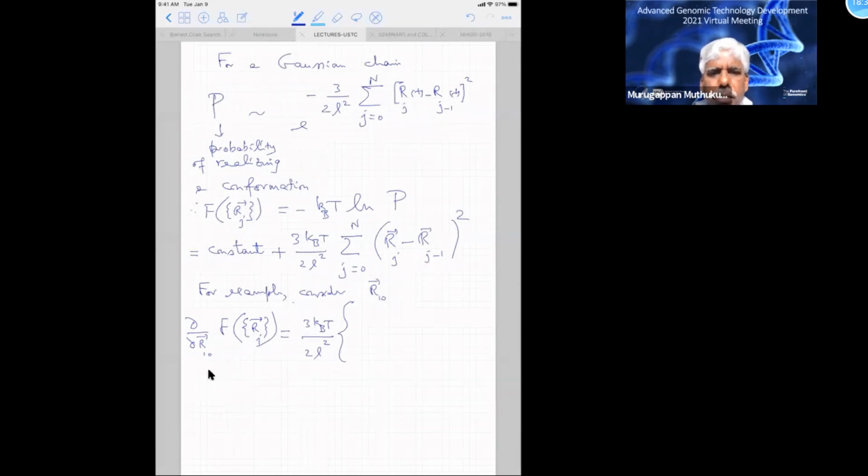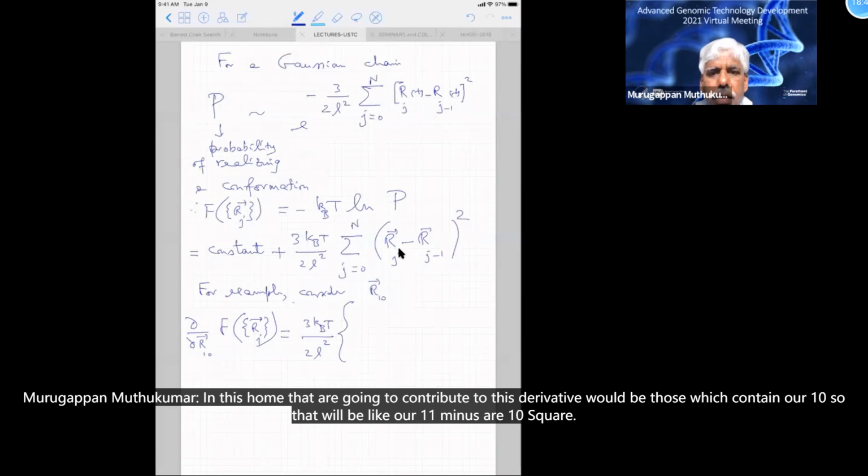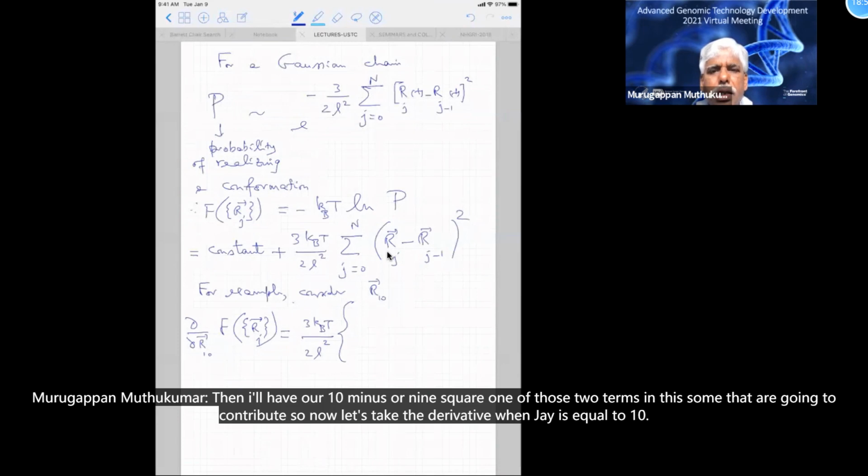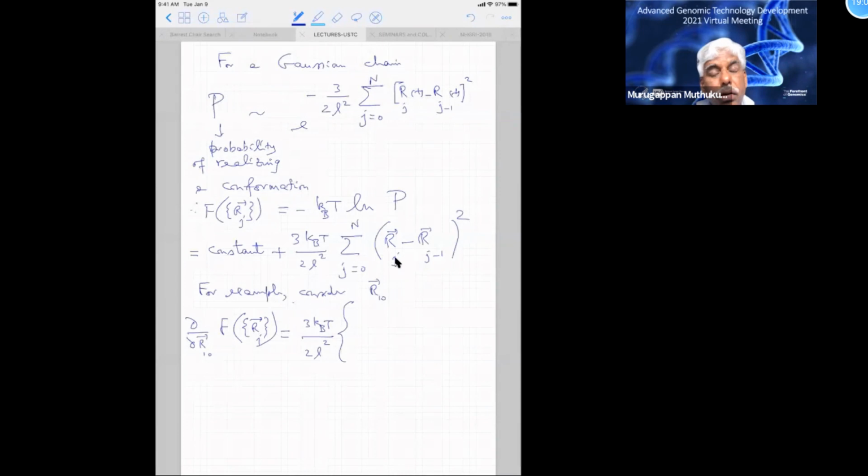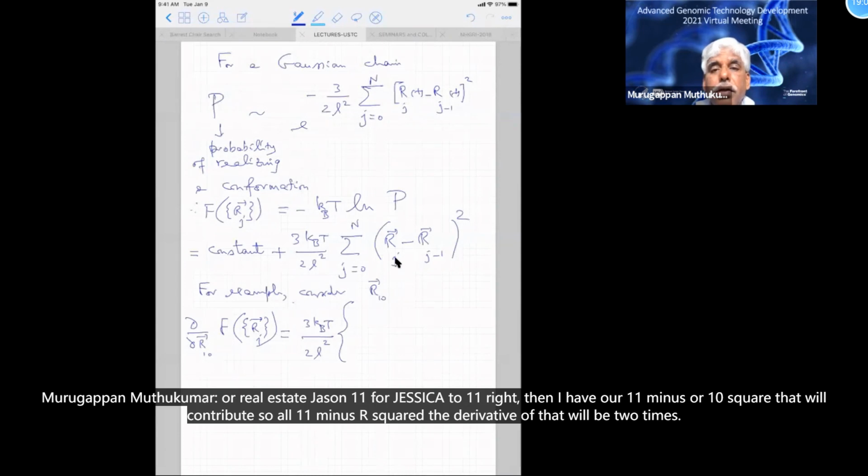The only terms in this sum that are going to contribute to this derivative would be those which contain R10. So that will be R11 minus R10 squared. Then I'll have R10 minus R9 squared. Only those two terms in this sum are going to contribute. So now let's take the derivative when j is equal to 11. Then I have R11 minus R10 squared, that will contribute.